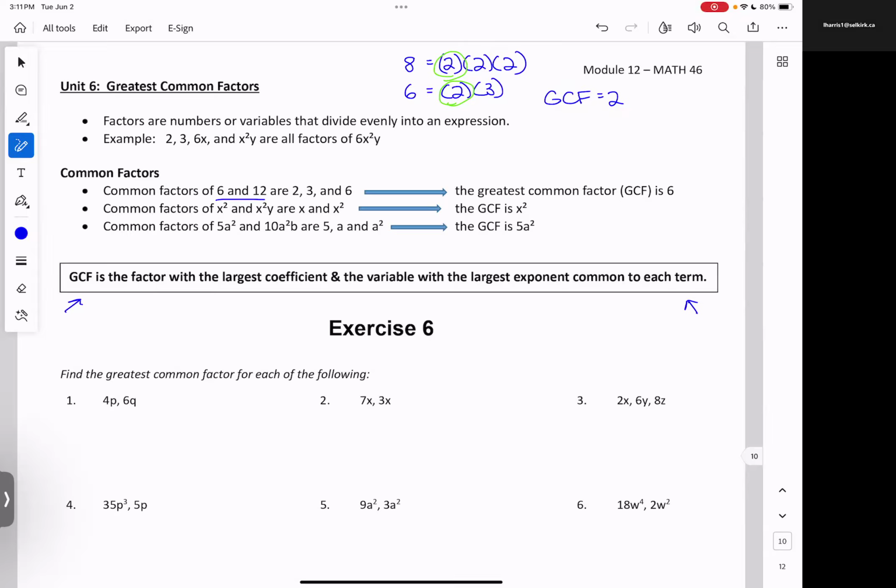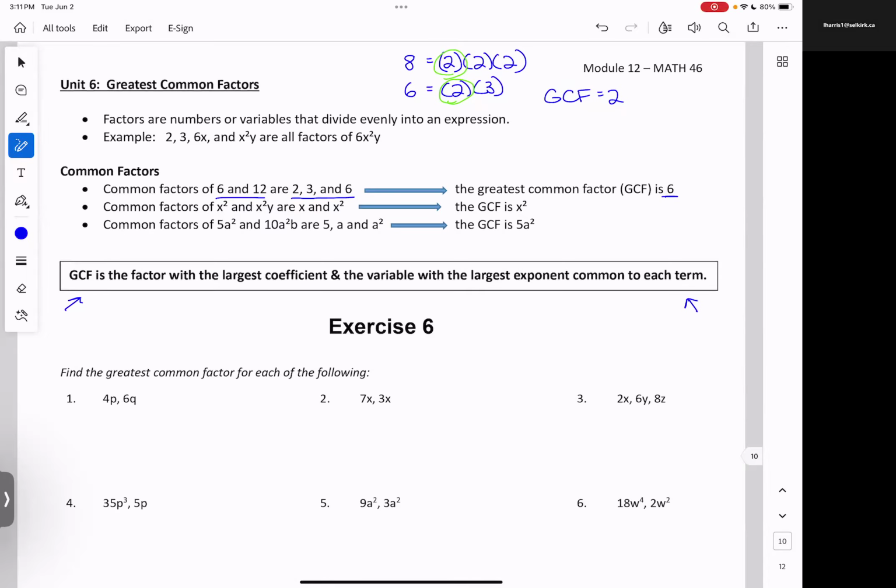So the common factors are 2, 3, and 6. And so the greatest common factor of those is 6. So that should take you right back to chapter, I think it was chapter 2. Okay, if you have x squared and x squared times y, then factors, so things we could divide evenly into those would be x and x squared. So the greatest common factor then in that case is x squared.